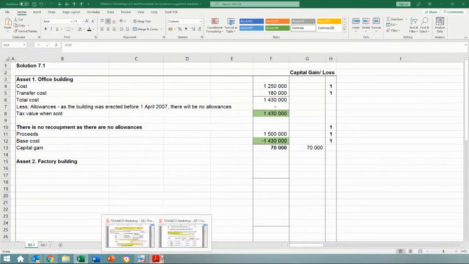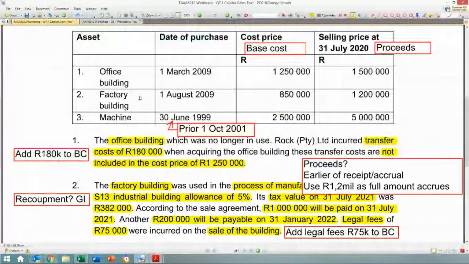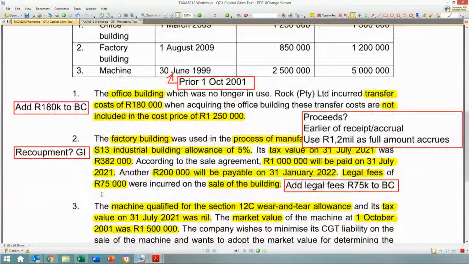Then if we look at the factory building, let's go read the information again. So the factory building, we know the original cost price was 850. We've also got legal fees of 75,000, which we need to add on to the base cost. But then we've also had a recoupment potentially, and the tax value of that asset is 382,000, which means we need to work out what was the wear and tear allowance we've already received.